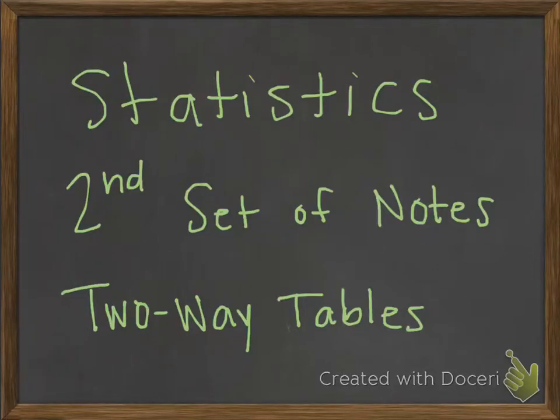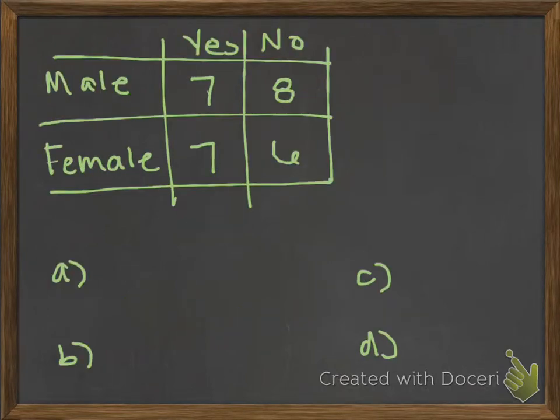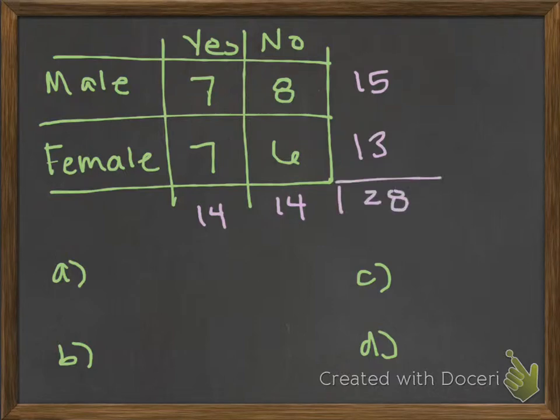Today we're doing the second set of notes from the statistics chapter on two-way tables. Something I recommend when you have these two-way tables is to always find all the totals as much as possible, because it makes the probability go by easier. What I mean by that is around the table I would write that there's 14 yeses, there's 14 no's, there are 15 males, sorry, and 13 females. And then somewhere off to the side of your page, I would jot that there's a total of 28 people. So when we're doing these probabilities, it makes it much easier to have these totals.